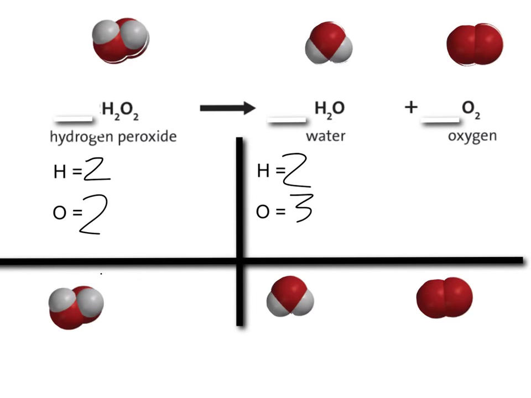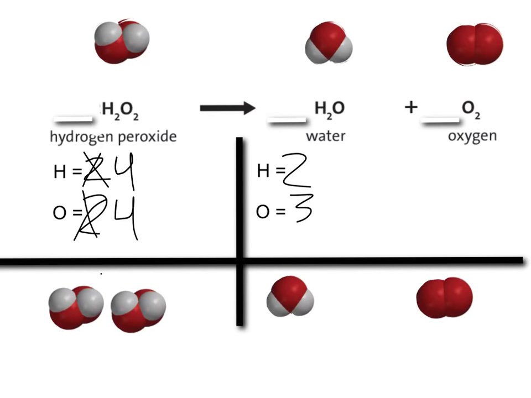oxygen. Now we have to figure out how to balance this so that there's an even number of all the molecules on each side. So let's add another one of these up here. This gives us now not just 2 of each, but 4 of each. And it's still not balanced.